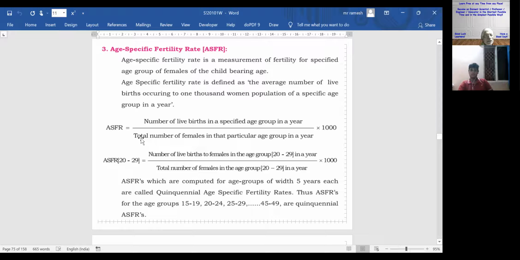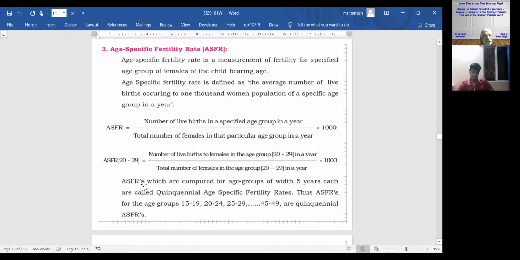So here he has given the example. General fertility rate is the number of live births in the specified age group divided by the total number of females in that particular age group. So here also, you have to take a particular age group, not all the people. For example, only 20 to 29, so the numerator has live births corresponding to ages 20 to 29, and the denominator also corresponds to ages 20 to 29.